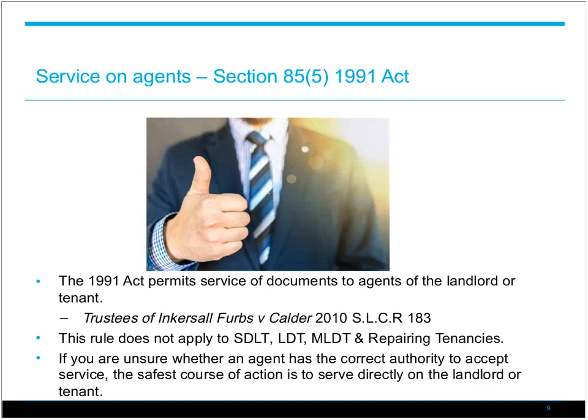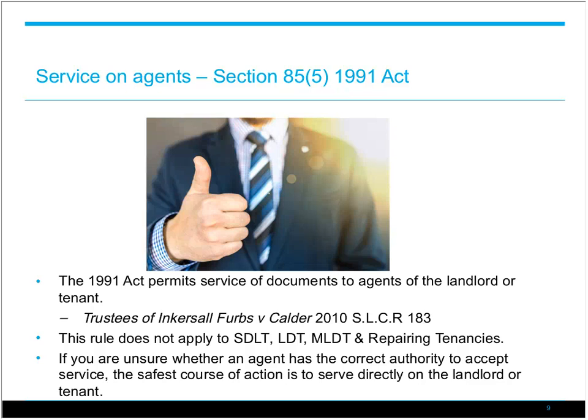And in relation to that point about the correct person on which to serve the notice then, can you serve a notice on the agent of the landlord or tenants? Well, once again, this is a situation where there's a difference between secure tenants under the 1991 Act and other forms of tenancies.